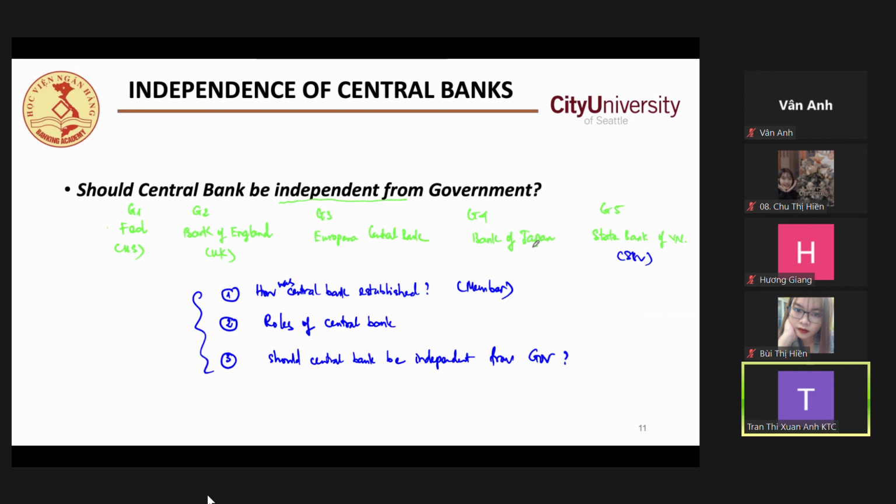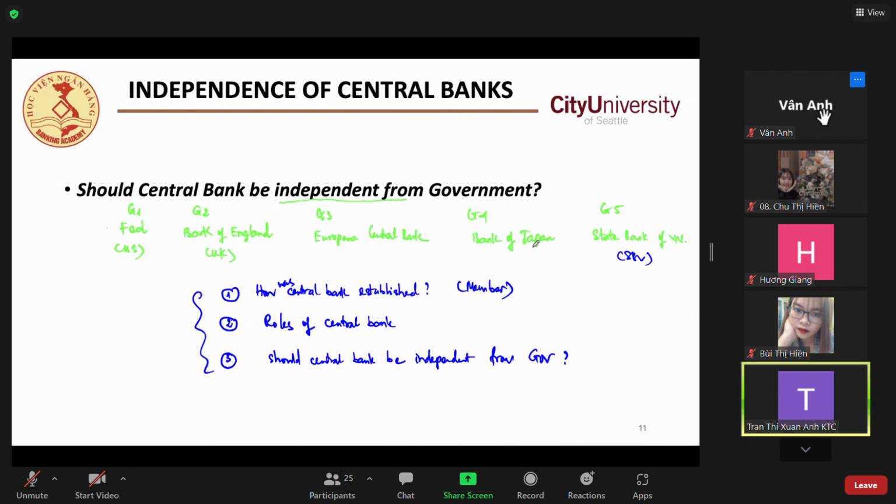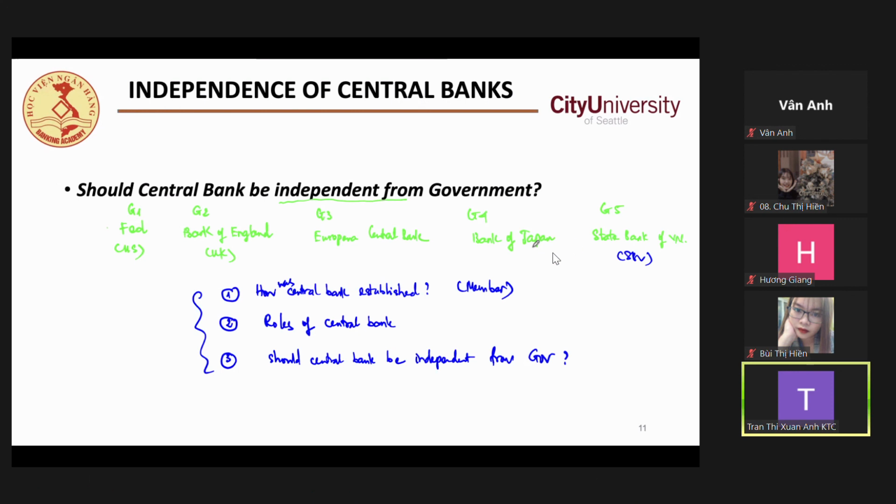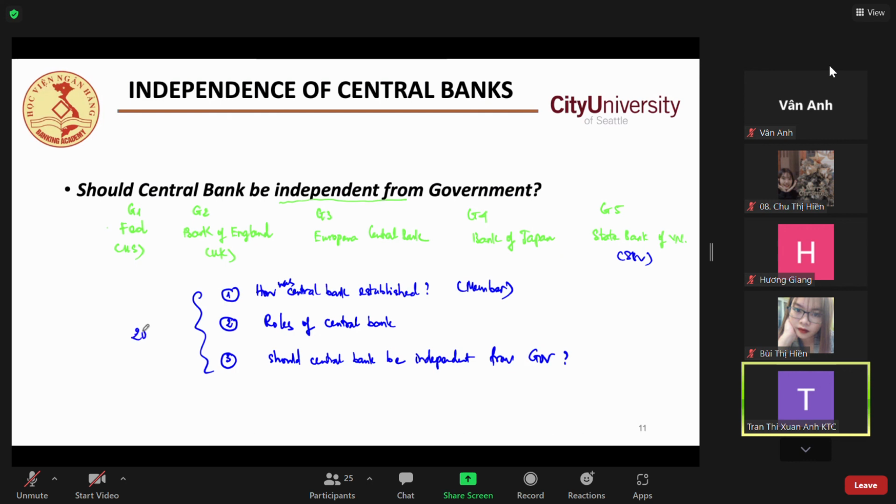So again, 50 minutes for you to look at these. To answer the questions, you go to the reading materials. In the reading materials, we have full information about these central banks, except the State Bank of Vietnam. Then you prepare on paper, and after 50 minutes, no, I think 20 minutes for you, we share it together. So that is the case study for you to discuss today.